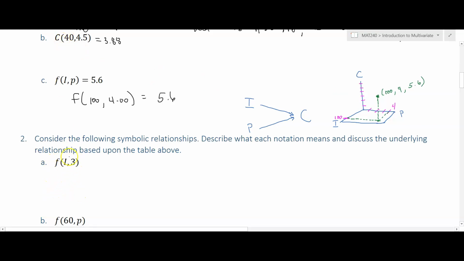So if I look at this notation here, what I notice is that I is a variable and the value of p has been fixed at $3 per pound. So what this means is this is going to be price fixed at $3 per pound.